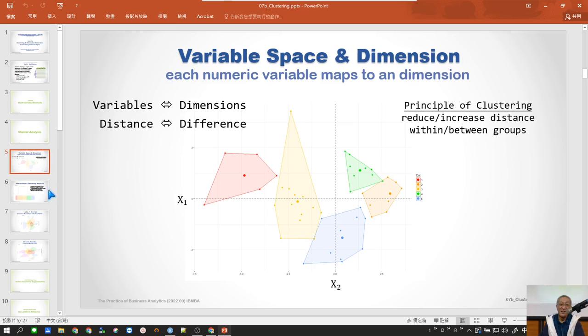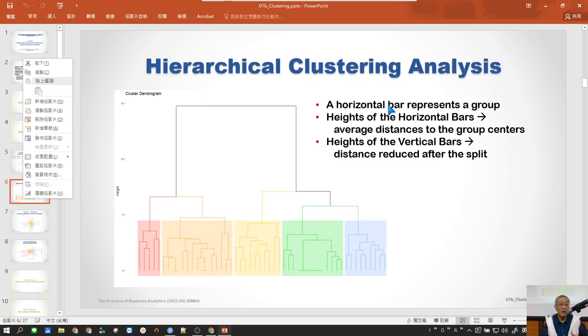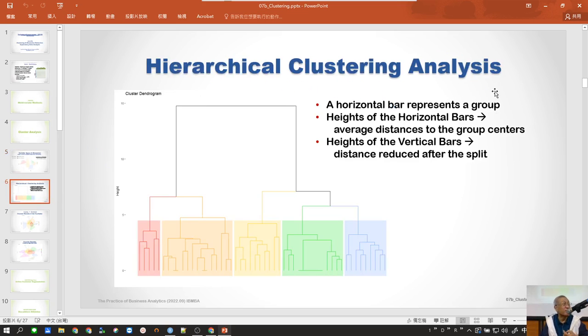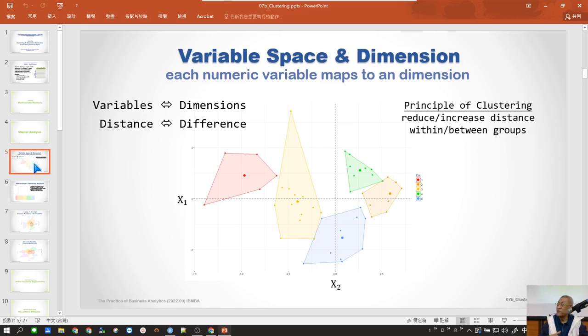Let me say it again. If you are using hierarchical clustering analysis, the result is a tree, a tree of hierarchical clustering. You can cut it into 2 groups, 3 groups, 4 groups, as you wish. After cutting the groups, you can observe the result, and if the result fits your purpose, then it's a good clustering already.